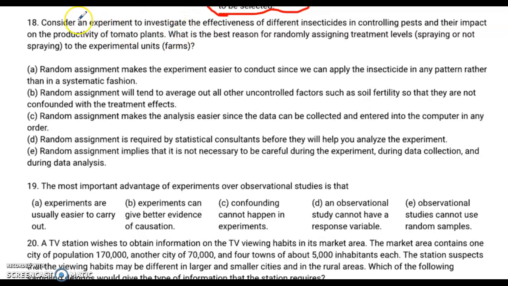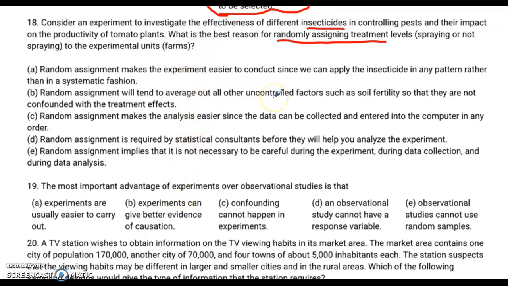Consider the experiment to investigate the effectiveness of insecticides in controlling pests. The best reason for randomly assigning treatments, this one's much easier, this one's a softball. Remember that randomly assigning treatments is a good way of ensuring that we can determine cause and effect. So we're looking here to see if we have anything that says cause and effect. Unfortunately, nothing directly says that.